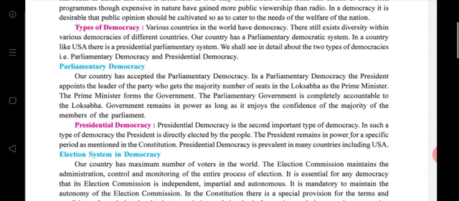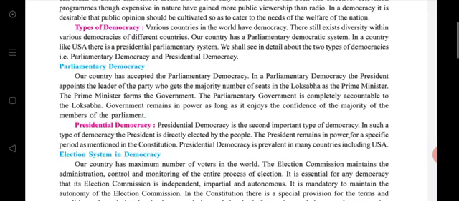Various countries in the world have democracy. There still exists diversity within the various democracies of different countries. Our country is a parliamentary democratic system. In a country like USA, there is a presidential system. In our country, parliamentary democratic system, whereas in USA, presidential system. So we shall see in detail about two types of democracies. First one is parliamentary and second one is presidential.